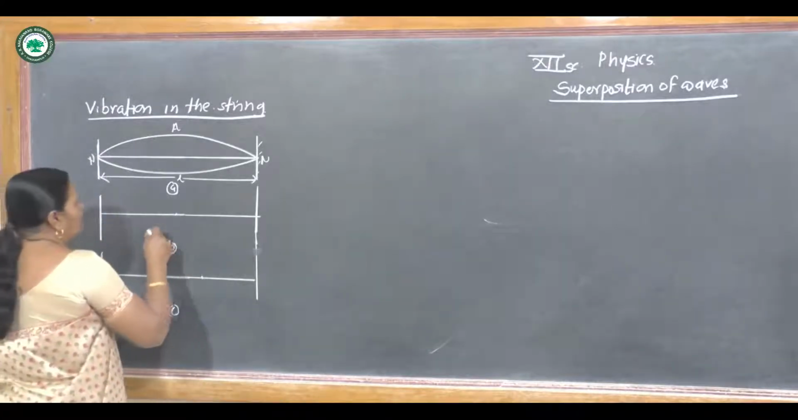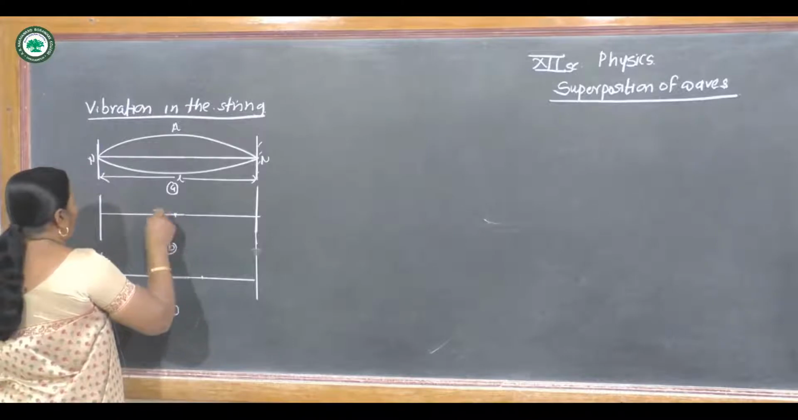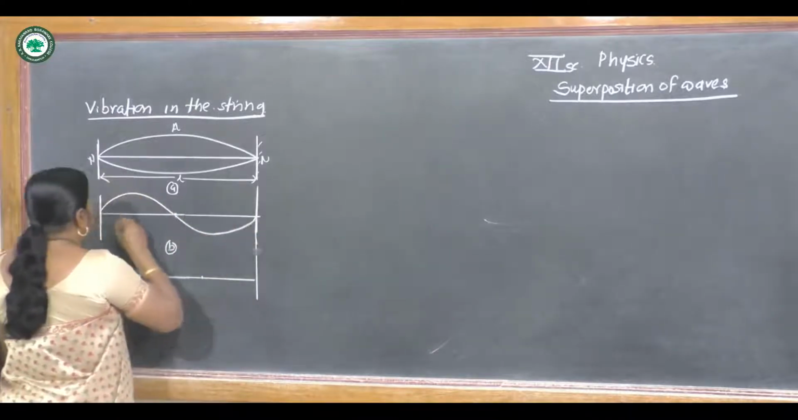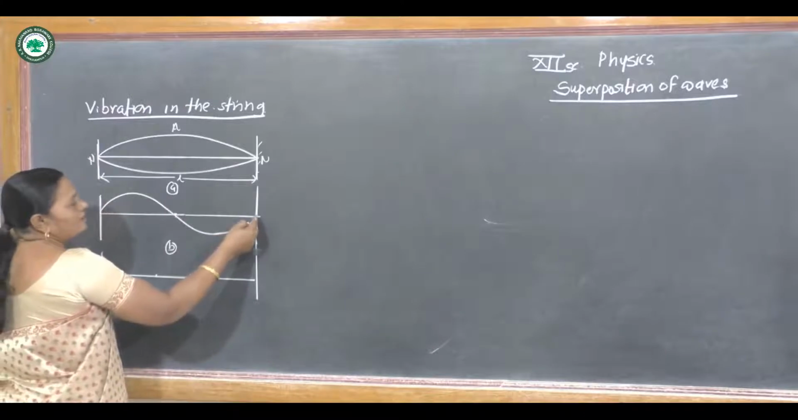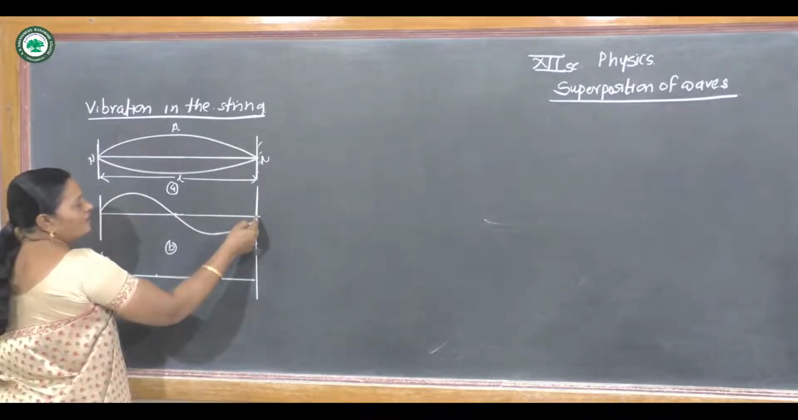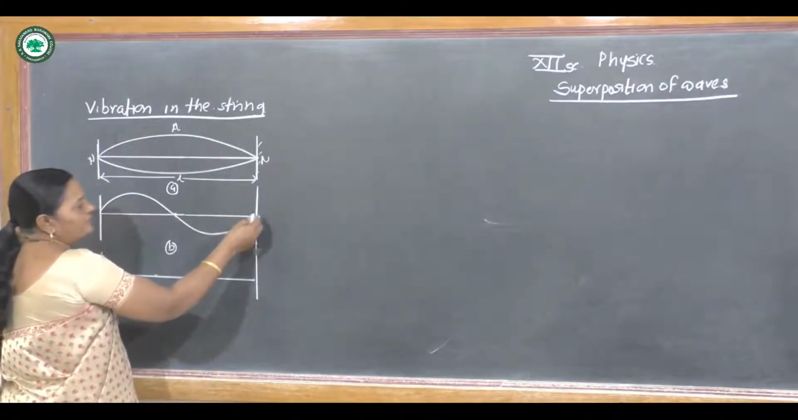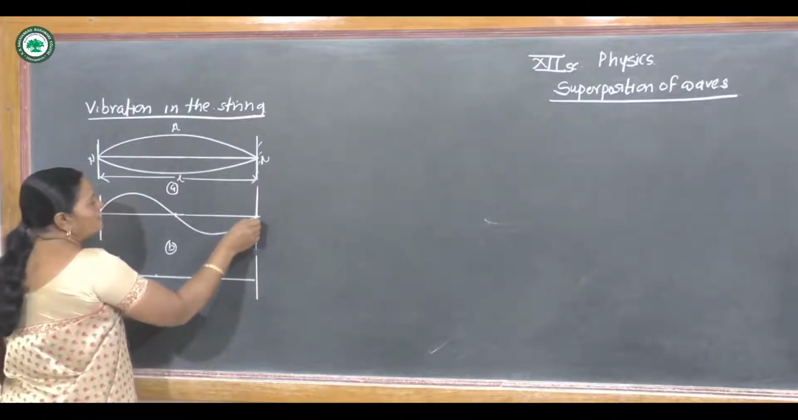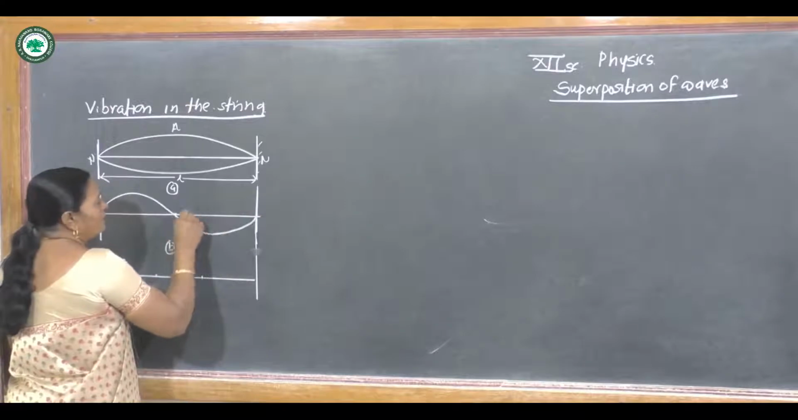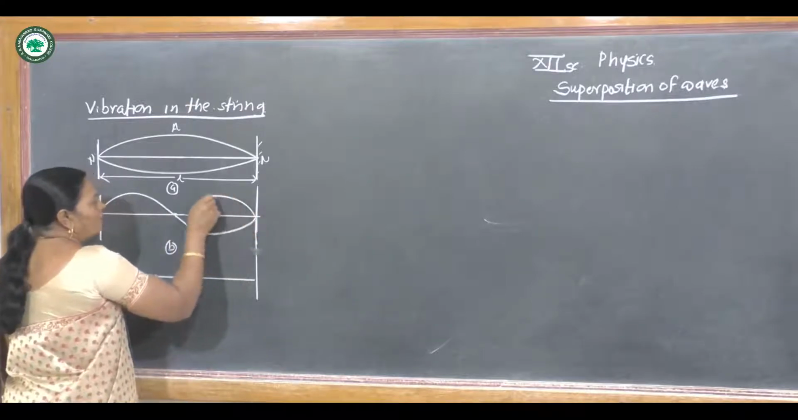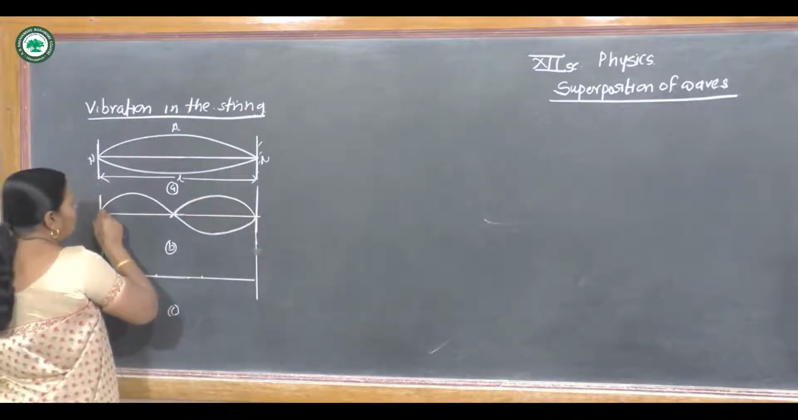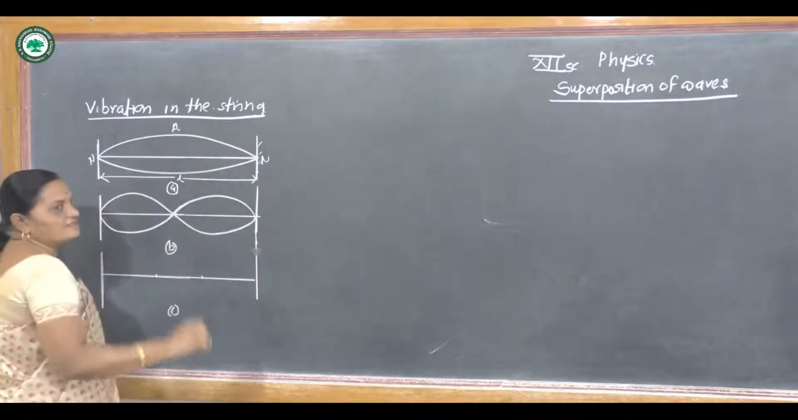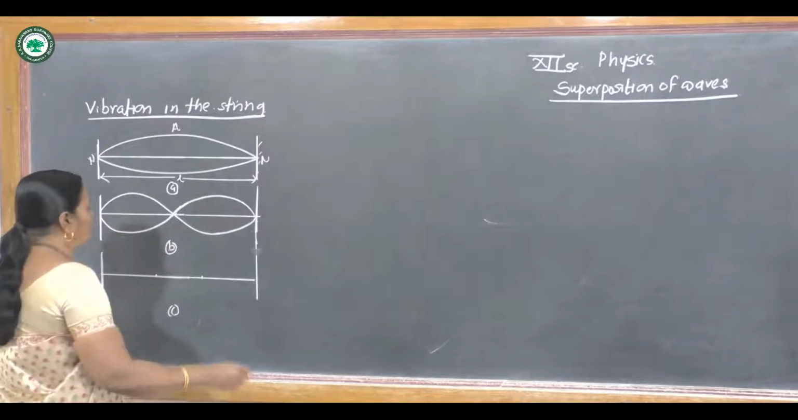Now in the next mode two loops are formed. Again the stationary wave is incident here and there is a phase difference of pi. Then again the trough is reflected back in the opposite direction, forming a stationary wave. This is the stationary wave. This is the second mode of vibration of the string.